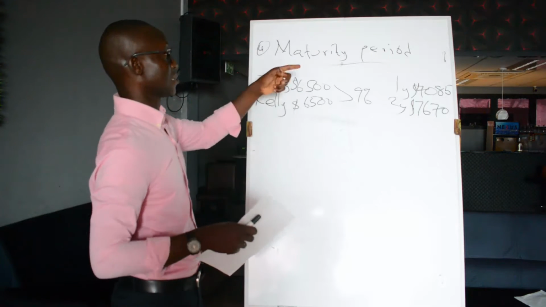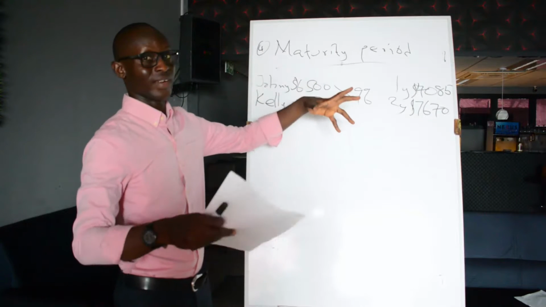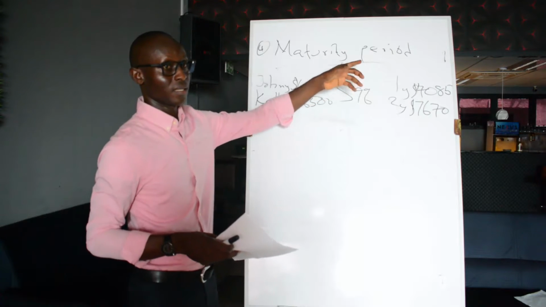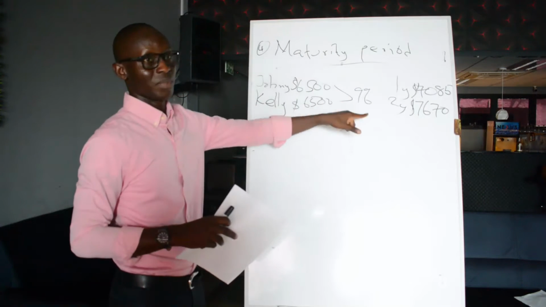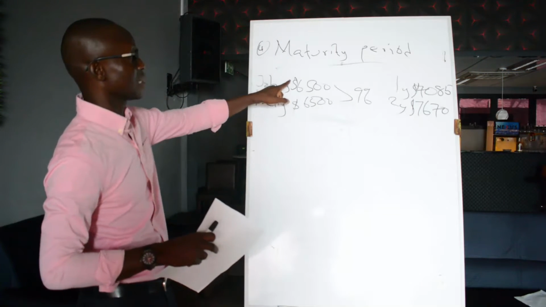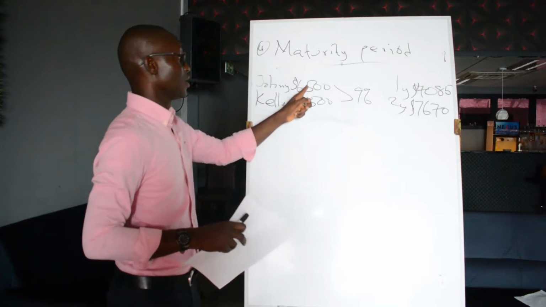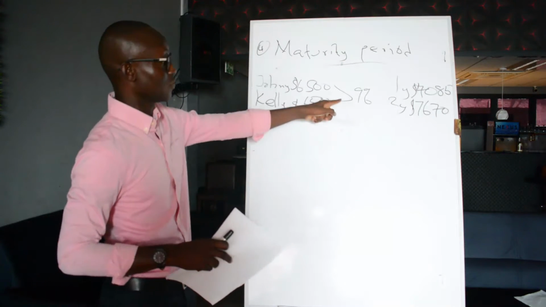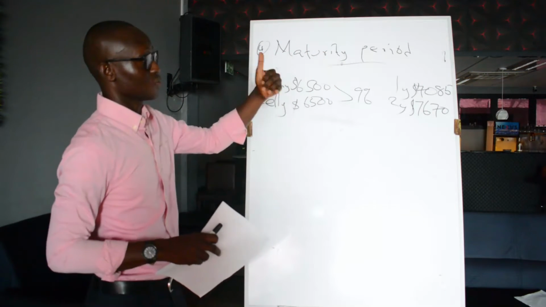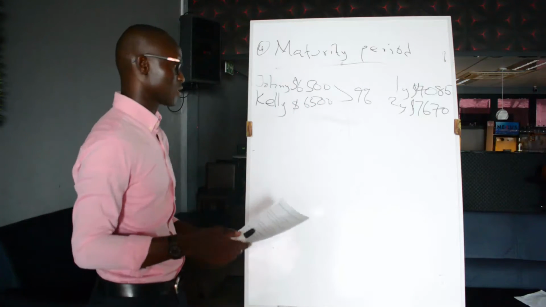Now, I'm not asking you to focus on the calculations. I'm trying to let you understand the concept here. If you are investing and you are looking for bigger returns, a bigger profit on your investment, you have to look at the maturity period. The longer your maturity period, the bigger your interest earnings on your investment. That's what I'm trying to let you understand. Johnny is investing for 1 year, Kelly is investing for 2 years. They are starting with the same principal and the same interest rate. The only difference is that one is for 1 year, one is for 2 years. So the longer your investment period or your maturity period, the bigger your earnings on the investment.